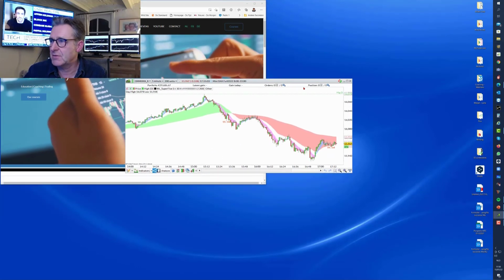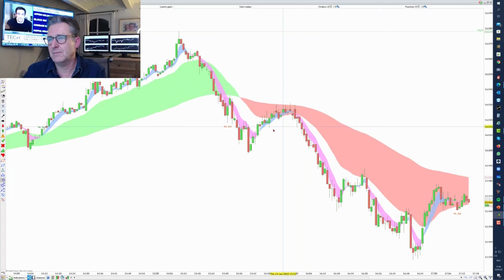And I just take this. It runs in real time at the moment. You see it gave a sell signal here. Here's a buy signal. You see, buy, sell. It is giving me a sell signal here.